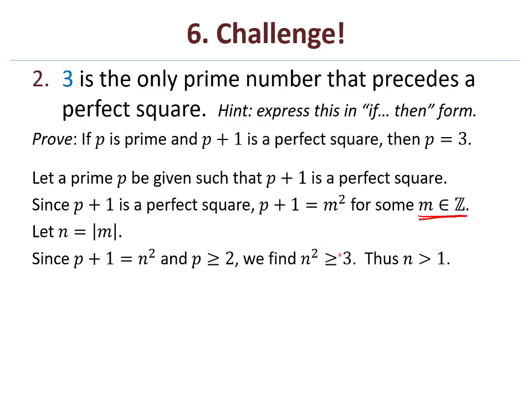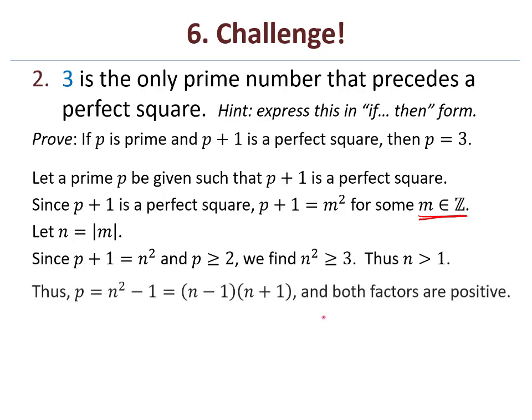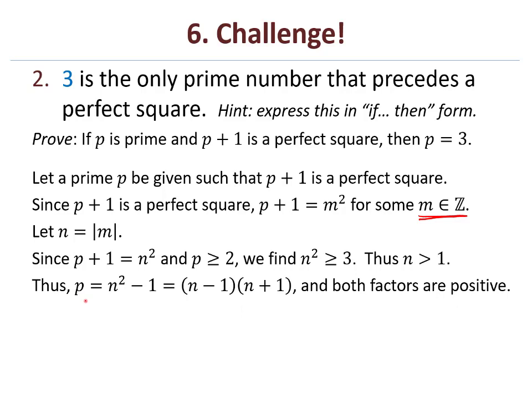So, right, n squared being greater than or equal to 3, I could take the square root of both sides, and I have the positive n, and it really is a positive number. So, square root of 3 is about 1.7, but these n's are integers, so n has to be greater than 1. Thus, p equals n squared minus 1. Do you see how I took the equation above and I just subtracted 1 from both sides? p equals n squared minus 1.